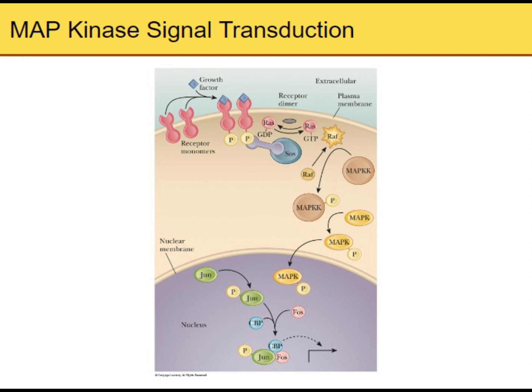SOS is activated to exchange GDP for GTP on RAS. Activating it, RAS moves RAF to the cell membrane, where it becomes active. RAF phosphorylates MAP kinase kinase, which then phosphorylates MAP kinase, the yellow one. MAP kinase, or MAPK, enters the nucleus and phosphorylates Jun, the light green one. The phosphorylated Jun then binds to Fos and CBP, and transcription is then activated.